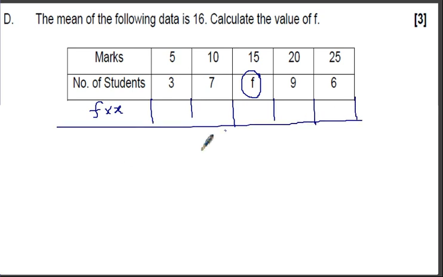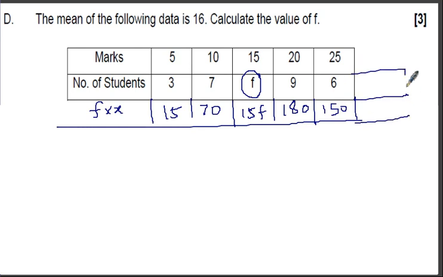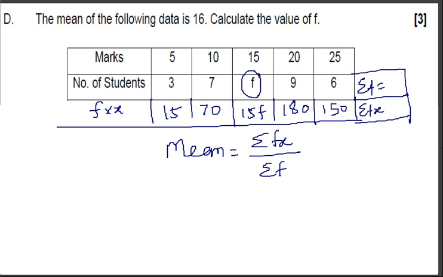So here f into x means 15, it will be 70, this will be 15f, and this will be 180, and this will be 150, and then you can add them. So when you add, this is your sigma f and this is your sigma fx. Now the mean formula is sigma fx upon sigma f.